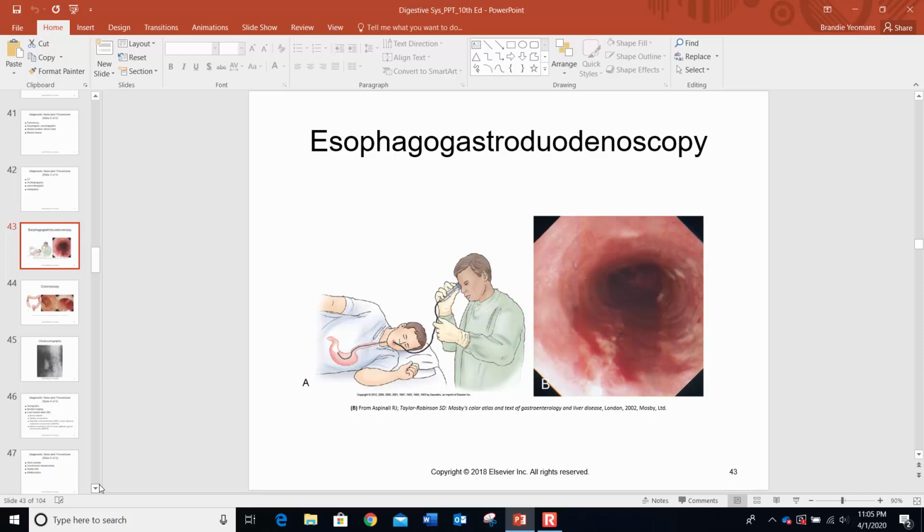So this is the esophagogastroduodenoscopy. A lot of times you'll see that abbreviated EGD. A lot easier to say as well. So that's a good picture, so we can see that the doctor takes the scope and looks down into the stomach towards the lower end where that duodenum is.